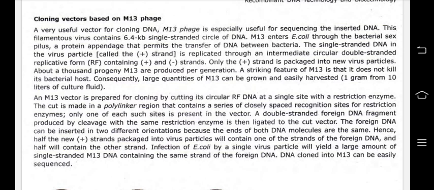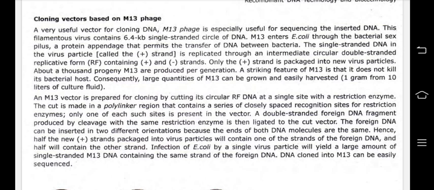Then, cloning vectors based on M13 phage. A very useful vector for cloning DNA. M13 phage is especially useful for sequencing this inserted DNA. This filamentous virus contains a 6.4 kilobase single-stranded circle of DNA. M13 enters E. coli through the bacterial sex pilus, a protein appendage that permits the transfer of DNA between bacteria.